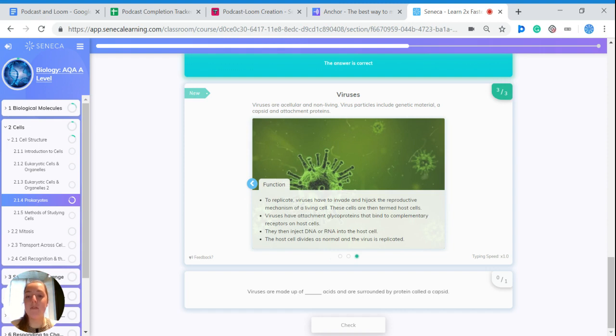To replicate, viruses have to invade and hijack the reproductive mechanism of a living cell. These cells are then termed host cells. Viruses have attachment glycoproteins that bind to complementary receptors on host cells, and then inject DNA or RNA into the host cell. The host cell will then divide as normal and the virus is replicated.